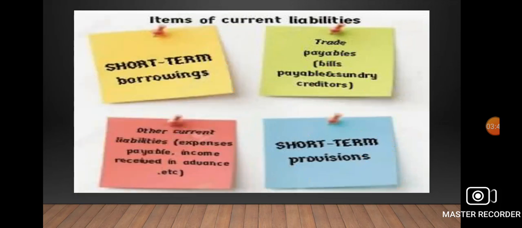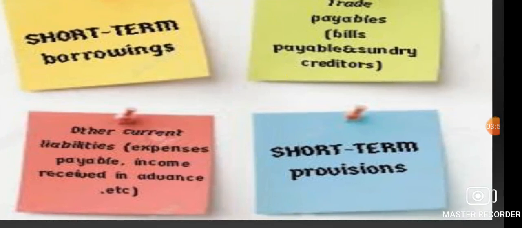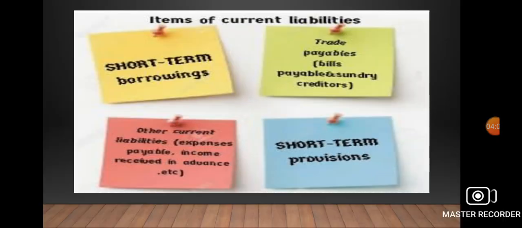Then current liabilities: short term borrowings, loans, trade payables, that is bills payable and sundry creditors. Other current liabilities: expenses payable, income received in advance etc. Then short term provisions. So these are all the items included in current liabilities.